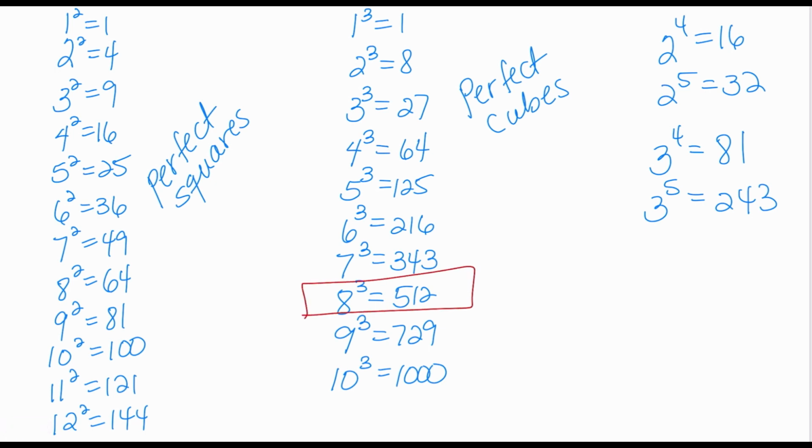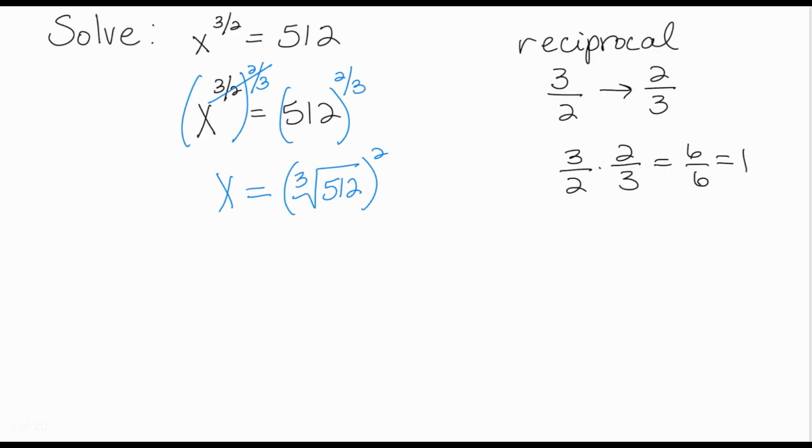The answer is going to be 8. So we know here that the cube root of 512 is 8. And now 8 squared is 64. So that means that 64 to the 3/2 power is going to equal 512, and we've solved our equation.